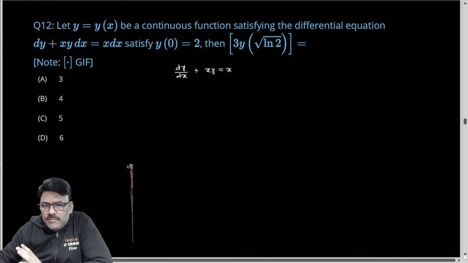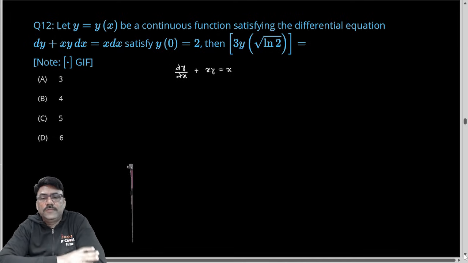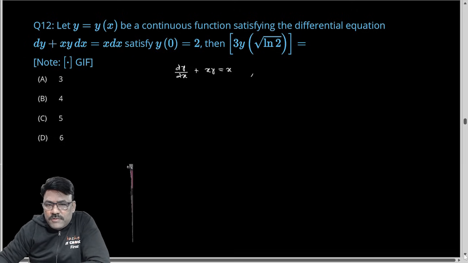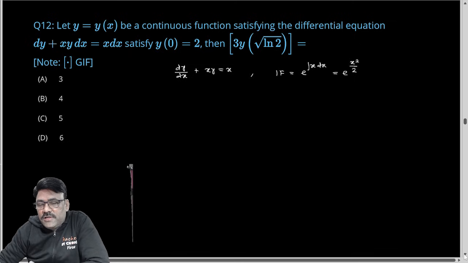Actually, it is variable separable also. You can separate the two variables. So both will work, whether you solve through variable separable or you solve through linear differential equation. I'm solving with the linear differential equation, dy by dx plus P y equals Q. So what will be its integrating factor? Its integrating factor is e raised to integral of P dx, which is e raised to x square by 2. This is the integrating factor.